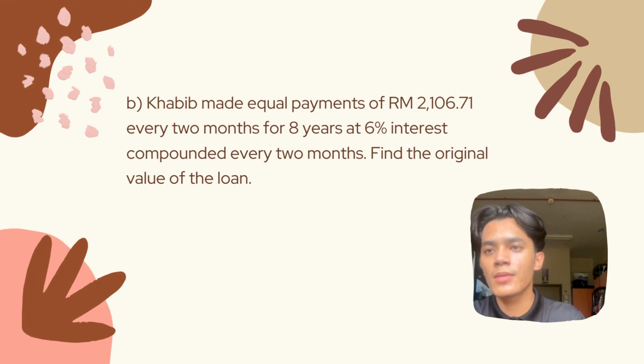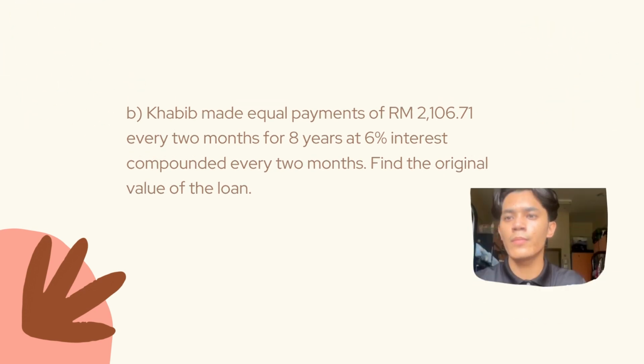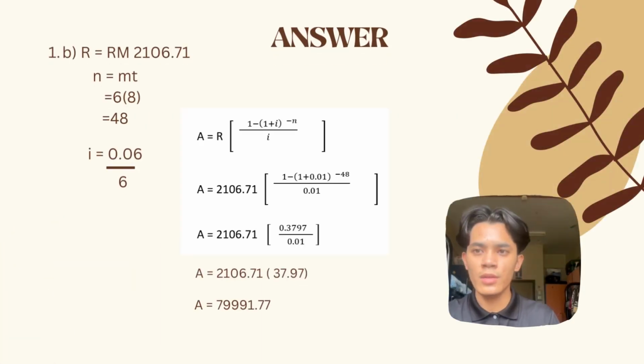Okay, question 1B: Kabit made equal payments of 2,106.71 every 2 months for 8 years at 6% interest compounded every 2 months. So we need to find the original value of the loan. First, we need to list the important information. So we got R equal to 2,106.71.